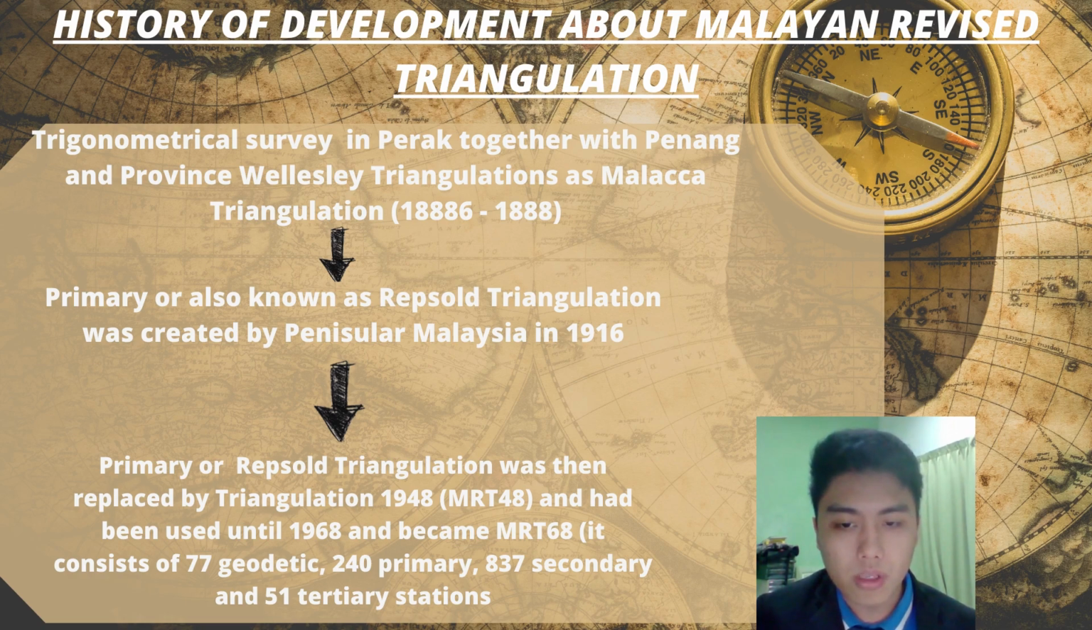It is based on conventional observation, with many of the triangulation points dating as far back as 1885. MRT-68 has been adopted as a result of the recomputation of the earlier network together with the primary triangulation carried out between 1913 and 1916.